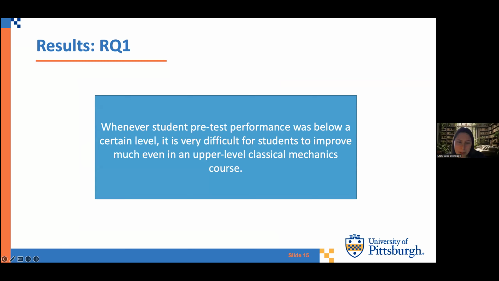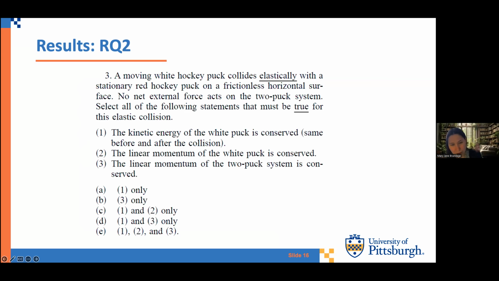And we said that whenever student pretest performance was below a certain level, it's very difficult for students to improve much, even in the upper level classical mechanics course, right? So I'm going to look at one of these questions, and this was problem 3 from before. This problem says, a moving white hockey puck collides elastically with a stationary red hockey puck on a frictionless horizontal surface.